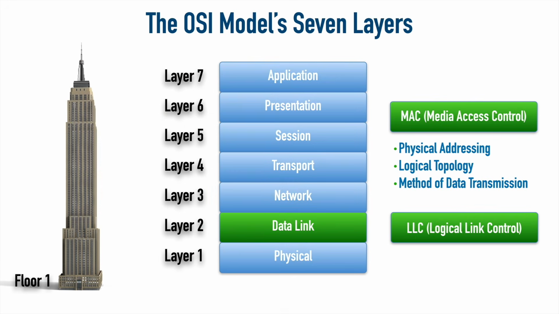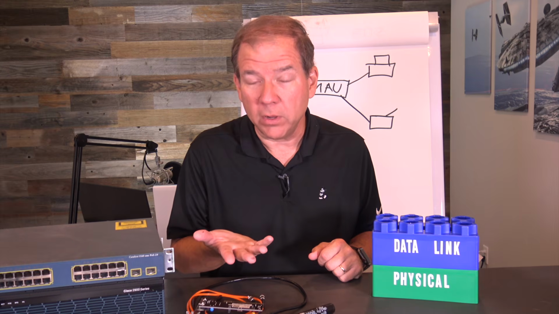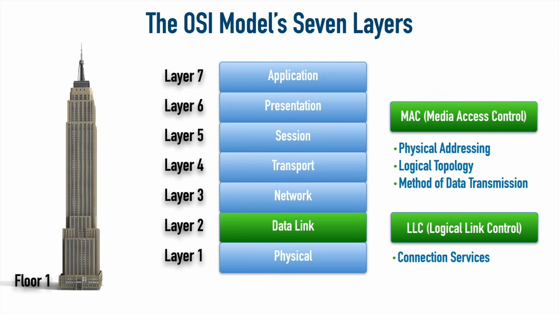Now let's check out some things that happen at the LLC sublayer. Well, at the LLC sublayer, we have connection services for one thing. That's going to give us flow control. If the sender is sending too rapidly, the receiver can say, whoa, slow down, you're sending way too fast. Error correction services or error notification services. The receiver might tell the sender, hey, I was expecting this data, I didn't get it, you might want to resend it.